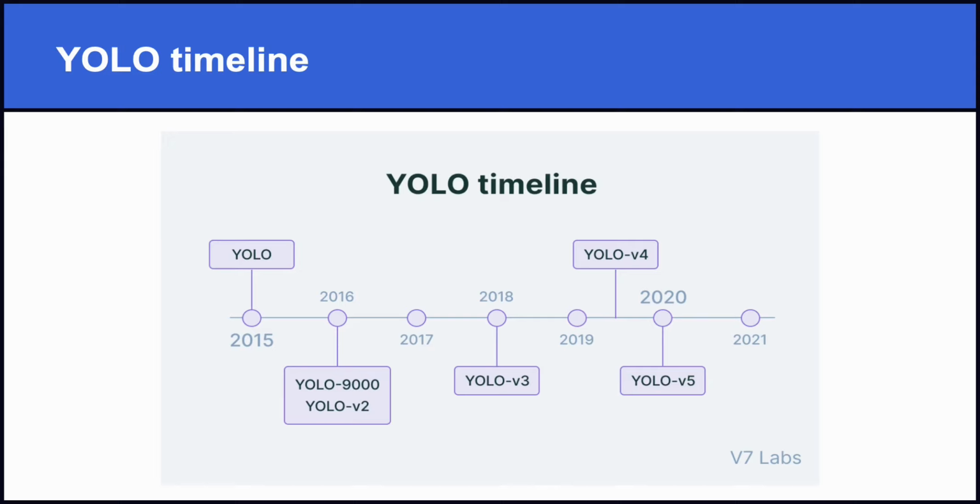This is the YOLO timeline. So YOLO has known multiple versions. The first one and the original one was in 2015. Then we had a few other versions till the ones in 2020, which were YOLO v4 and YOLO v5. We are going to look at YOLO v5 in general.